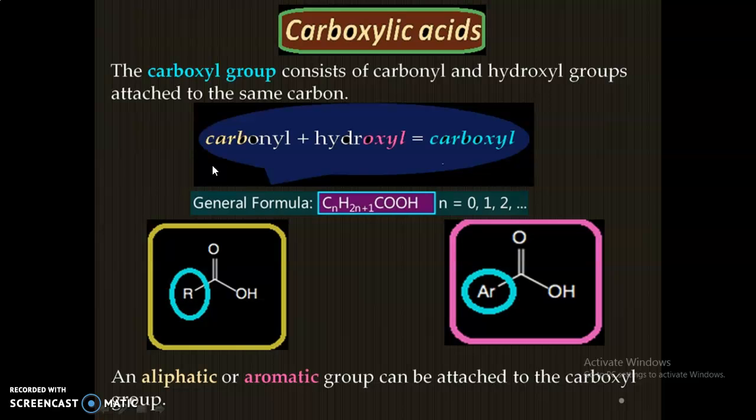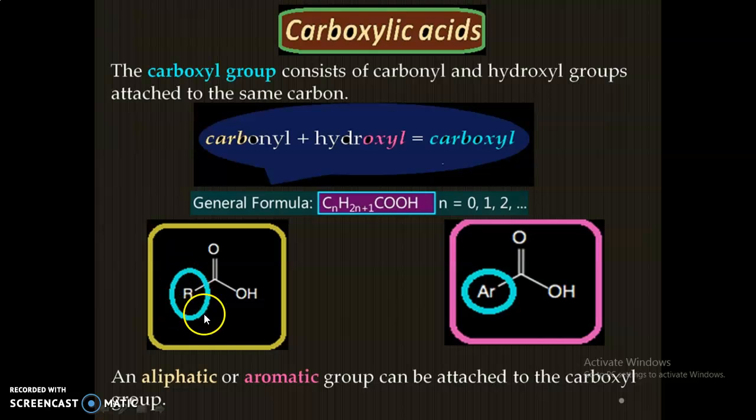It has the general formula CnH2n+1 COOH, where n is equal to 0, 1, 2, 3, 4 and so on. These are the whole integer values. This is the general formula CnH2n+1 COOH. COOH is the functional group of this class. In the next structure, this is the COOH functional group of the class, and here also COOH is the carboxylic acid functional group.